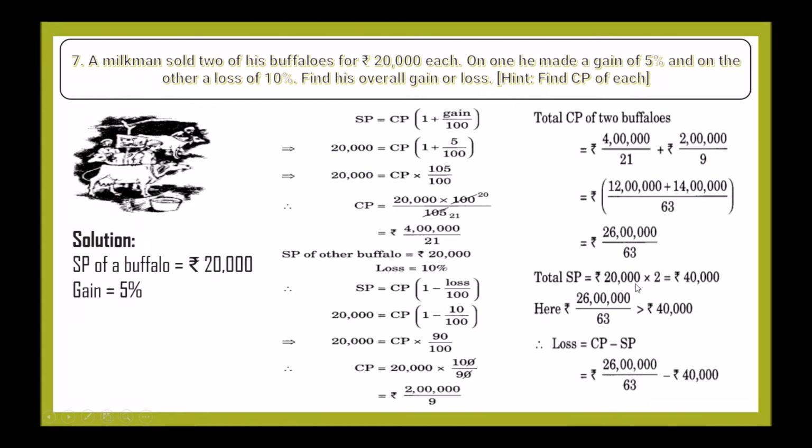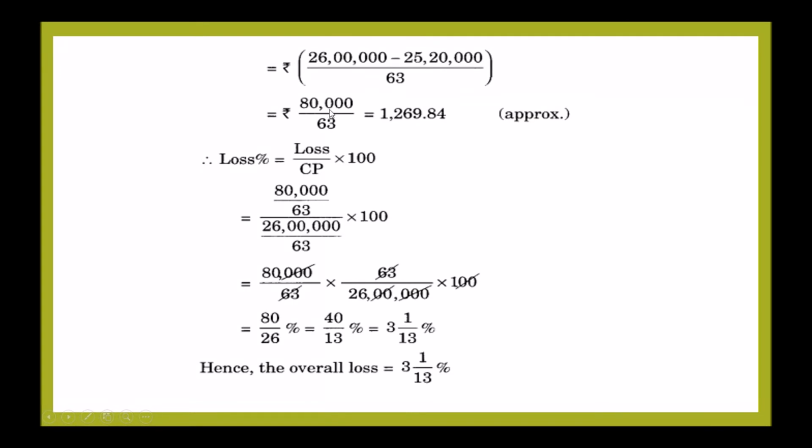Total SP equals 20,000 × 2, that is 40,000. So 26 lakh/63 is more than 40,000. So loss equals CP minus SP. So 26 lakh/63 minus rupees 40,000. So this is approximately 1269.84. Now the loss percentage, if we see the overall loss, that is 3 1/13%.